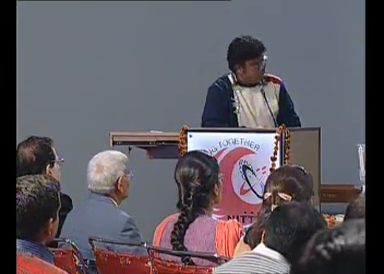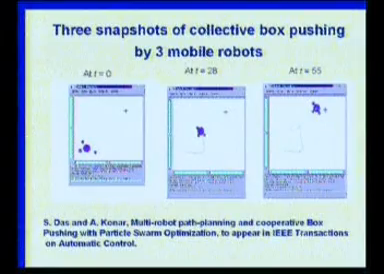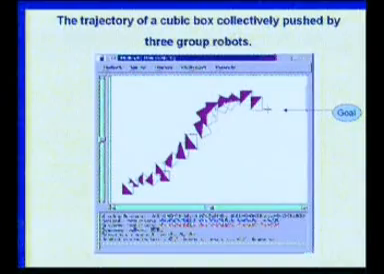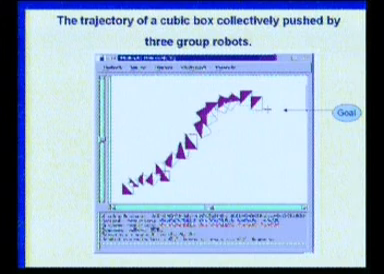I'm again not showing all these things. This is a simulation. This round box is being pulled by 3 small robots. This is the trajectory, which goes like this. It goes to the goal state. This is another example where a cubic box is being pushed by a group of 3 robots. This is the goal state. How the box behaves midway, and how it finally appears here.